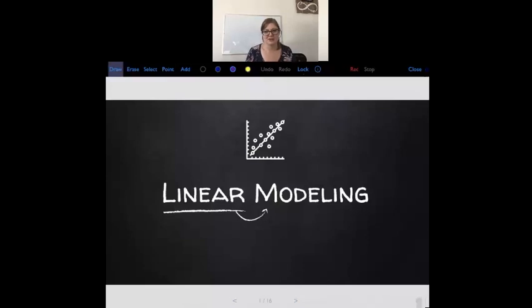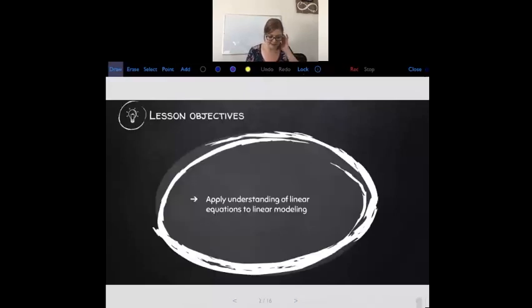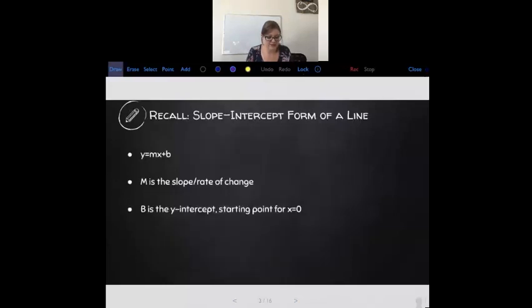In this lesson, we're going to go over linear modeling. Specifically, we'll learn to apply our understanding of linear equations to situations that can be modeled using linear equations. So just as a review, slope-intercept form of a straight line is y equals mx plus b, where m is the slope or rate of change, and b is the y-intercept or the starting point for x equal to 0.